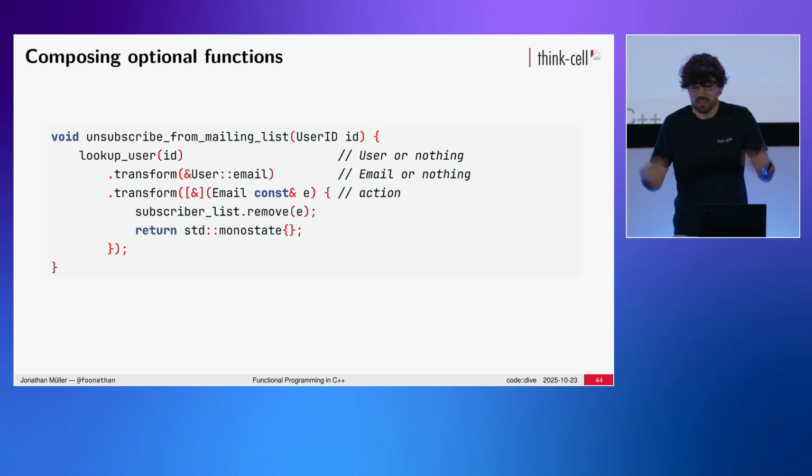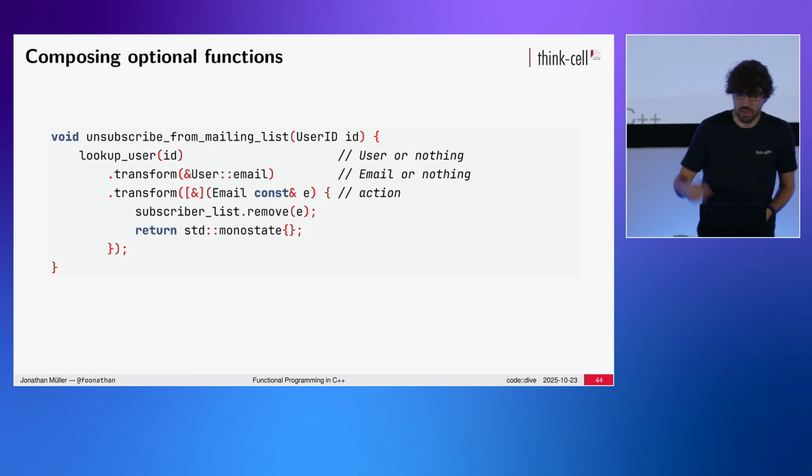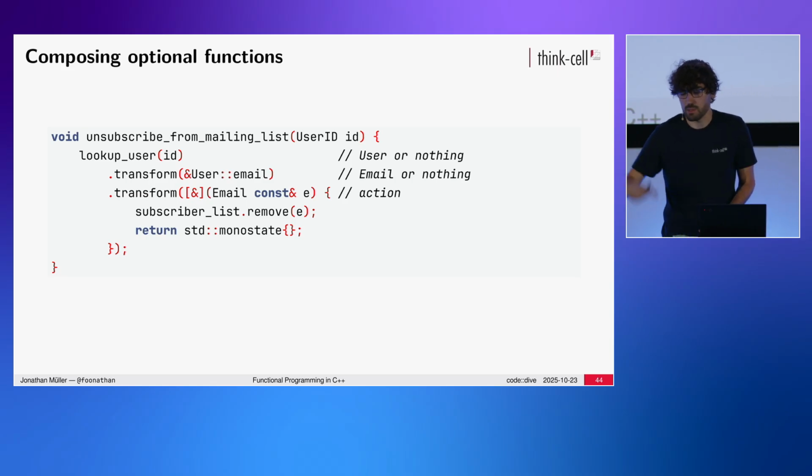And now we can also write this entire function in a sort of pipeline style. So we look up the user, which gives us a user or nothing, we transform it, which gives us an email or nothing, and then we transform it to do the action at the end.